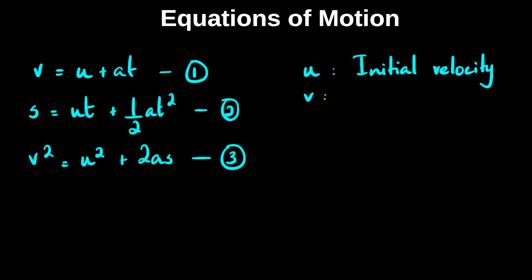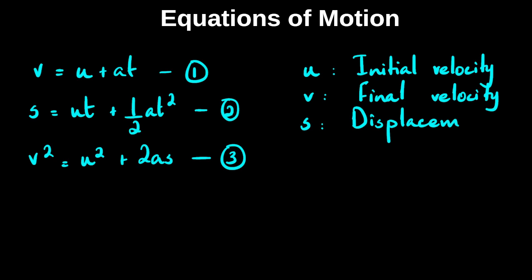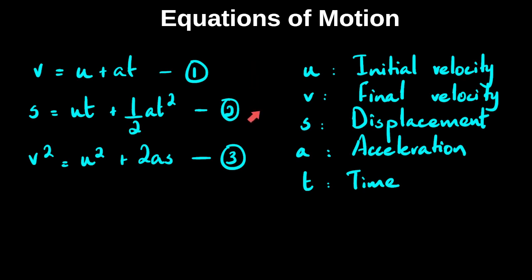v is similarly the final velocity. s is the displacement. And a is the acceleration. And last, t is the time. Right, so this is what each of these symbols which are used in these equations stand for. u is initial velocity, v is final, s is displacement, a is acceleration, t is time taken.